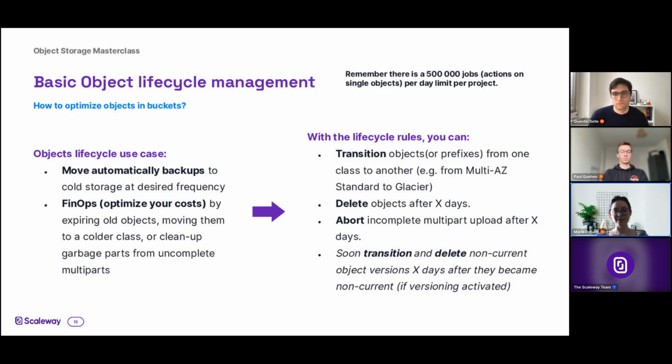Something to know for lifecycle rules as well is that currently there is a limit of 500,000 jobs per project per day. So this is a limit. You need to design your application around that. For example, it is best, when you can, to use other ways if you want to upload data directly into Glacier, and not use lifecycle rules for that.